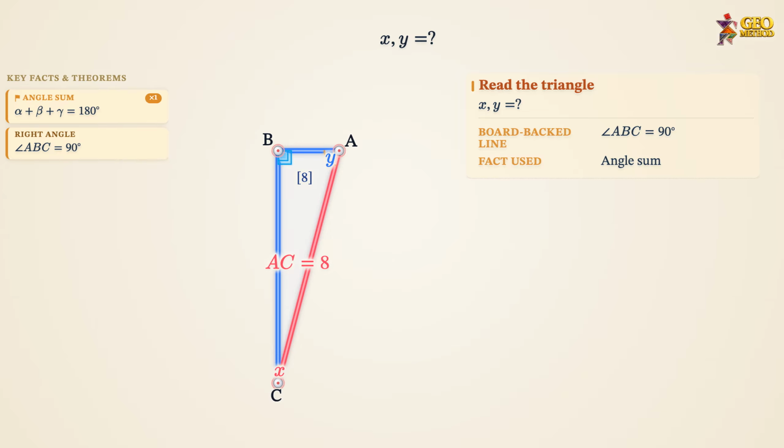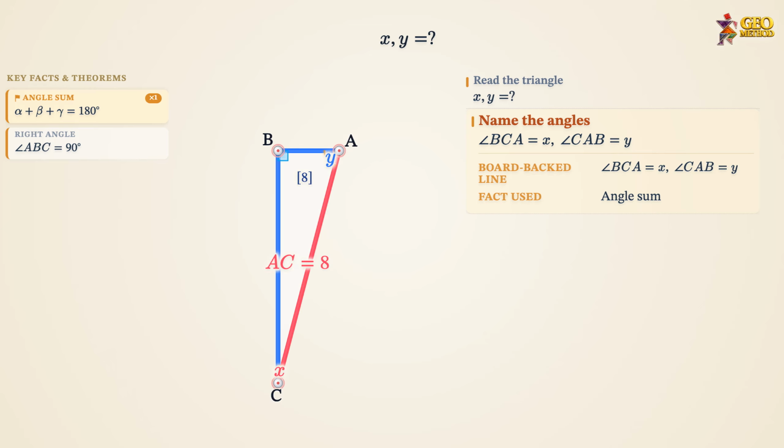Here is triangle ABC with its right angle sitting at vertex B. The two acute corners, A and C, hold the unknown angles we want. Call the angle at C the value x and the angle at A the value y. Our whole job is to pin down x and y from just two given numbers.